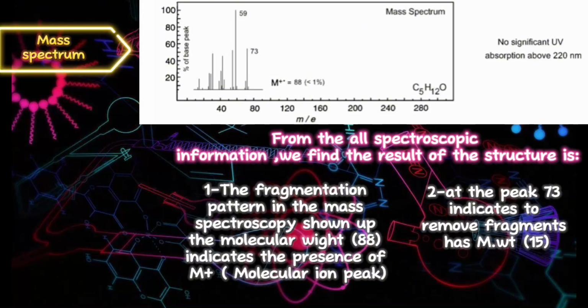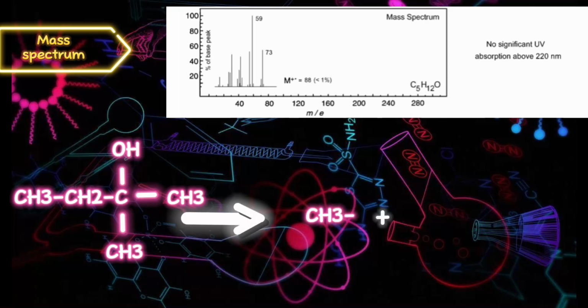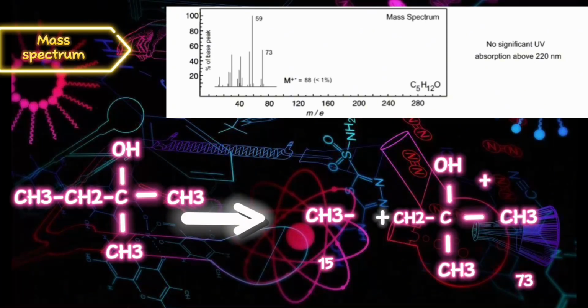We subtract the value of the peak that appears at 73 from the value of the entire compound, the peak at 88, to get the value of the radical part. The removed fragment has the molecular weight 15, and this is called the radical, and the other fragment is called the cation and has the molecular weight 73.